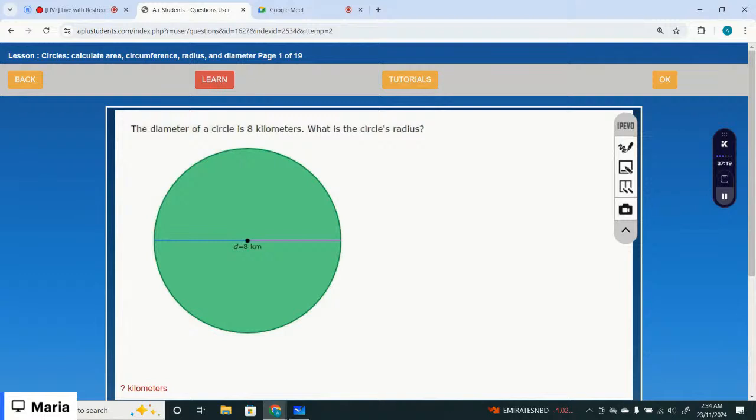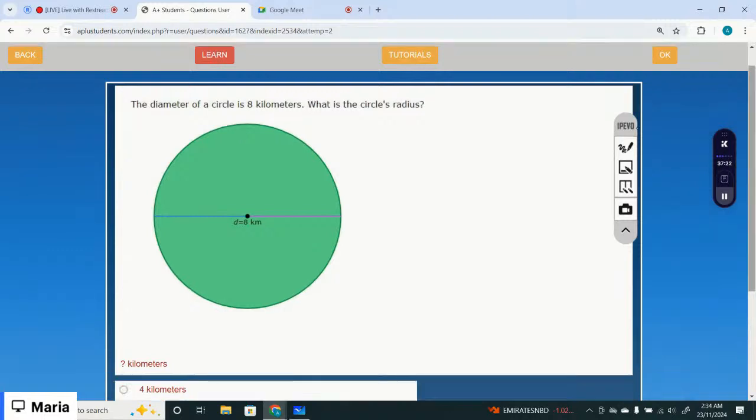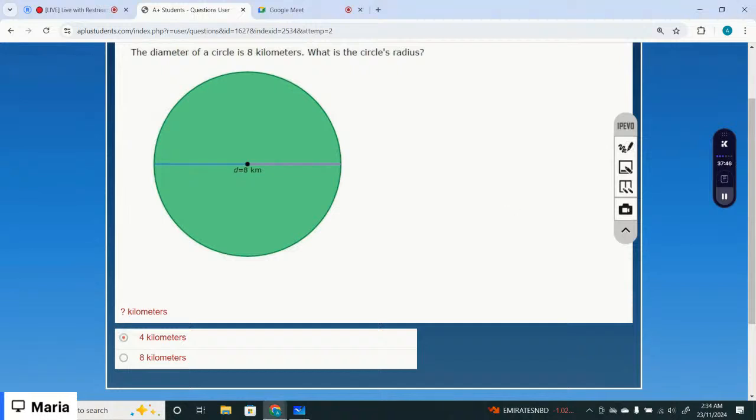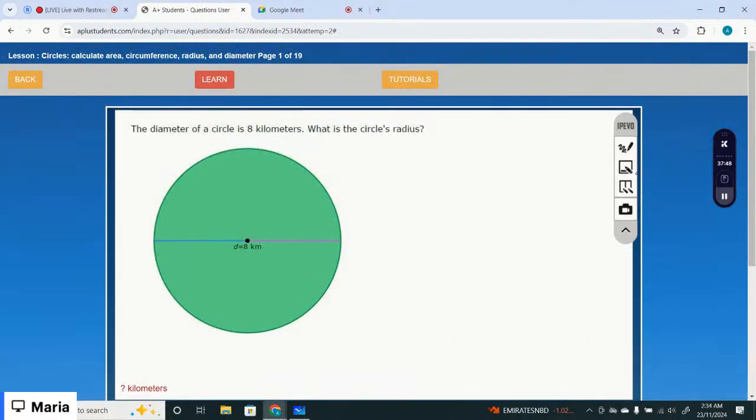The diameter of the circle is 8 kilometer. What is the circle's radius? You need to calculate the radius of the circle. The radius of the circle is half of the diameter. That is diameter divided by 2. Diameter is 8, so 8 divided by 2 is 4. So that is 4 kilometers. Option number 1 is the correct option.